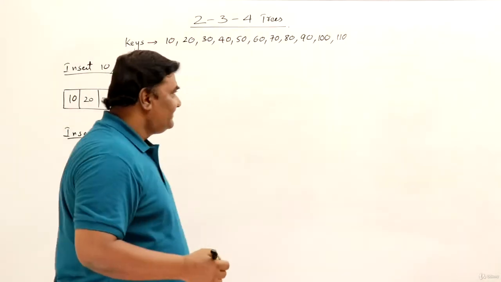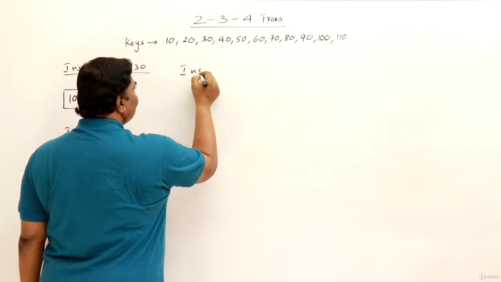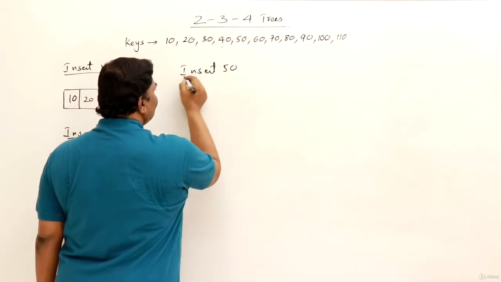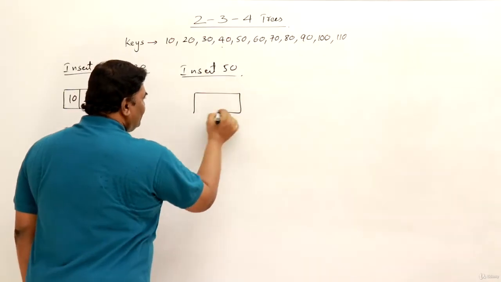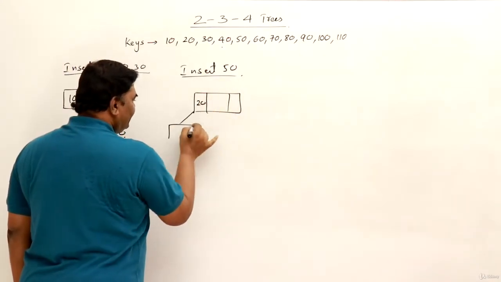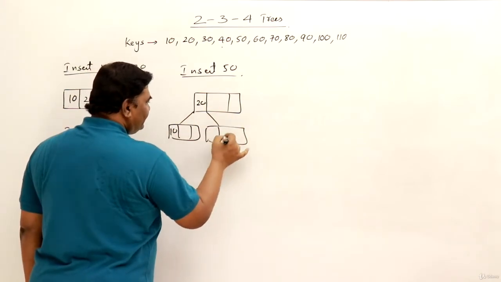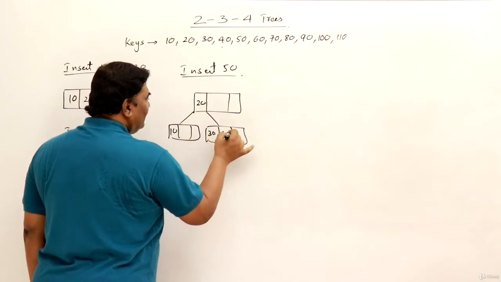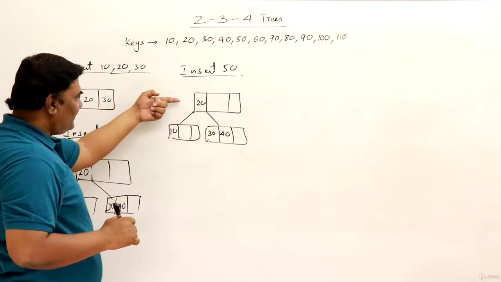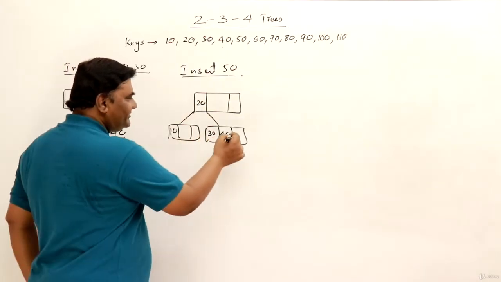Now let us continue inserting other keys. I have finished till 40. Next is insert 50. I will copy the same thing. So this is 20, and on this side we have 10, and this is 30 and 40. Now inserting 50: 50 is greater than 20 and greater than 30 and 40, so it comes here.